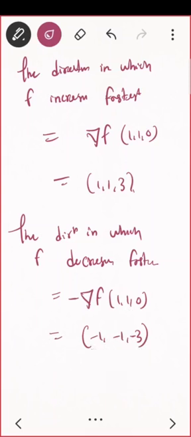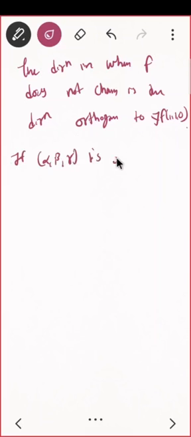And in which direction does f not change? That is the direction perpendicular to delta f. What do you mean by perpendicular? That means dot product 0. So the direction in which f does not change is the direction orthogonal to delta f. Let us find that direction. If alpha, beta, gamma is any vector, then (1,1,3) dotted with (alpha, beta, gamma) is equal to 0. You just have to take some alpha, beta and gamma, and that will be the direction. Correct.